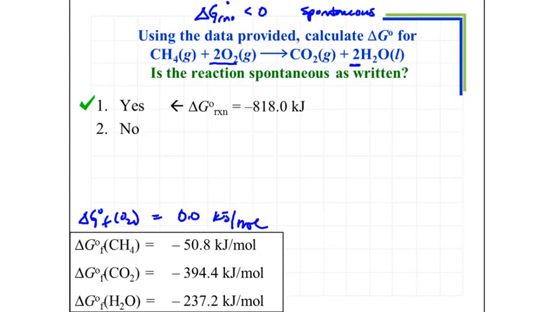So it should be the carbon dioxide value and 2 times the H2O liquid value minus the delta G of formation of this. So minus a negative 50.8 to get up to that value of negative 818 kilojoules, and a negative value tells me that this reaction is spontaneous, as written.